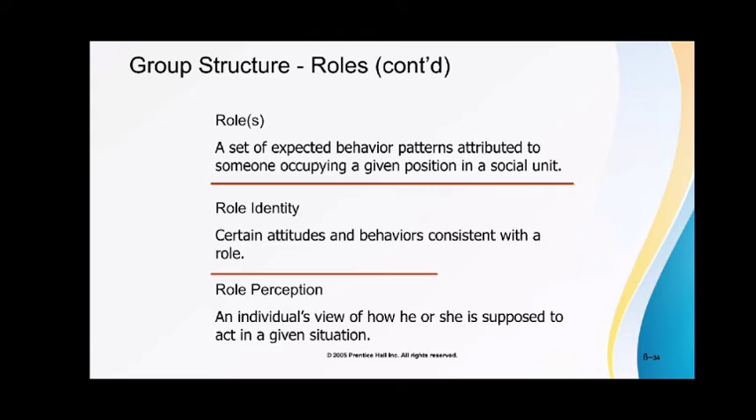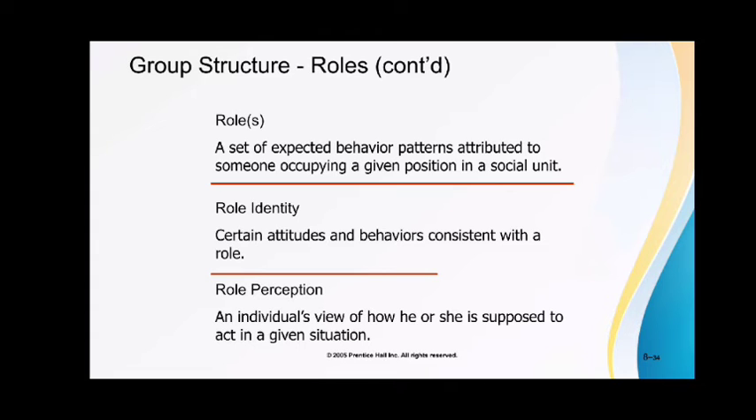Next topic is group structure: roles. Role or roles is a set of expected behavior patterns attributed to someone occupying a given position in a social unit. Within a role, there is role identity, certain attitudes and behavior consistent with a role. For example, a person may hold various identities such as teacher, father, friend. Each role or position has its own meanings and expectations that are internalized as identity.